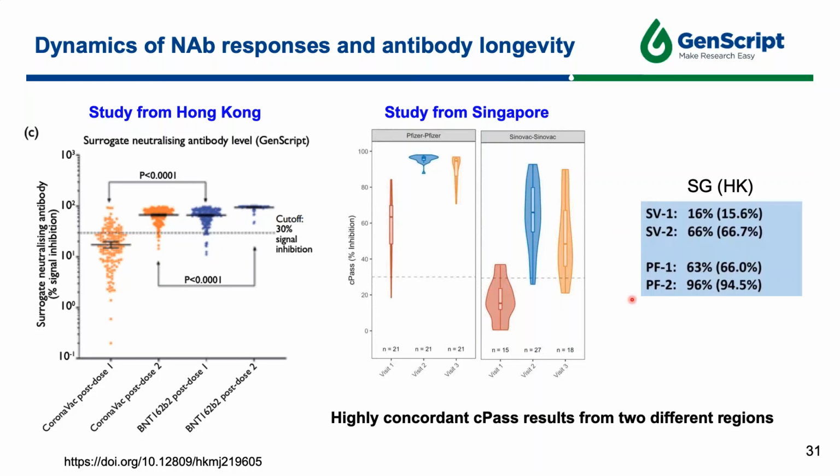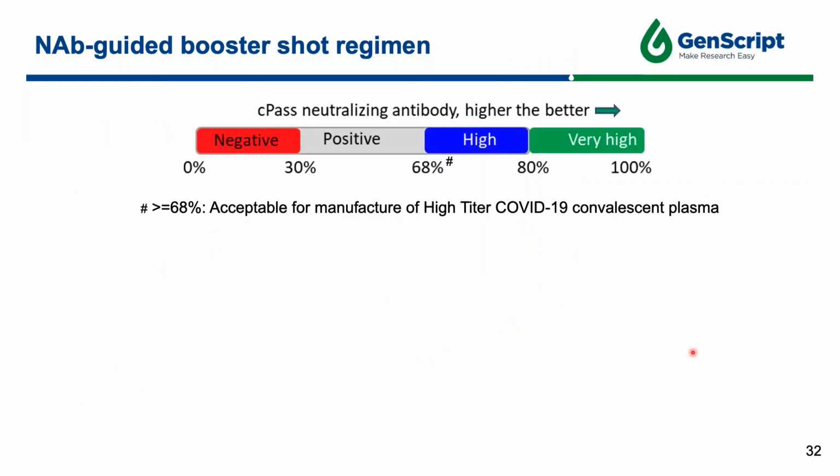So I would also like to highlight that the variability of the neutralizing antibody level between different individuals is again shown in these 2 studies. This is especially the case for those who are vaccinated with the Sinovac vaccine. So we can see that the percentage inhibition actually can range from 90% to 25% after the second dose. So this actually highlights the need to adopt a neutralizing antibody guided booster shot regimen.